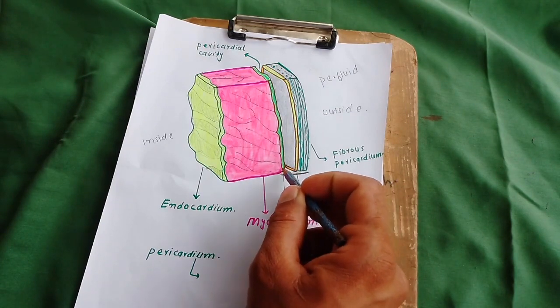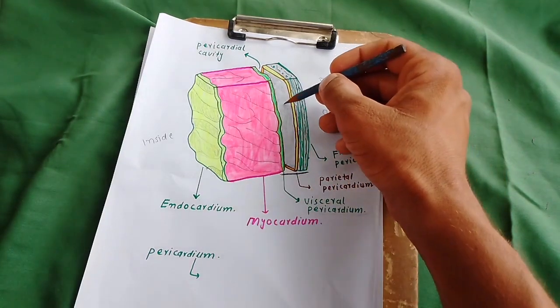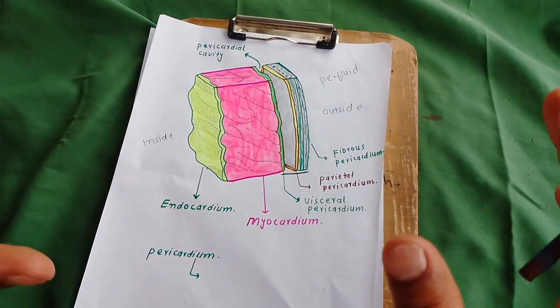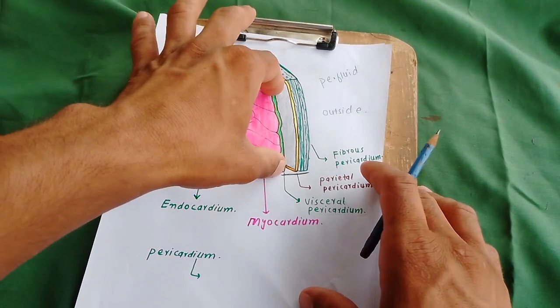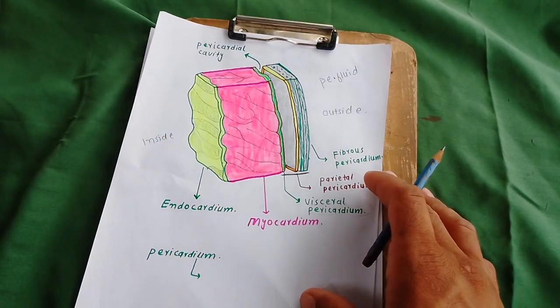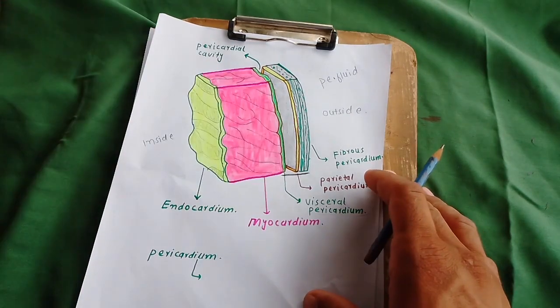Pericardial fluid is produced by these two layers. Okay, so they are present in the pericardial fluid. Here I do not explain the mechanism of production of pericardial fluid, but I am giving just a little bit of the function of the pericardial fluid.